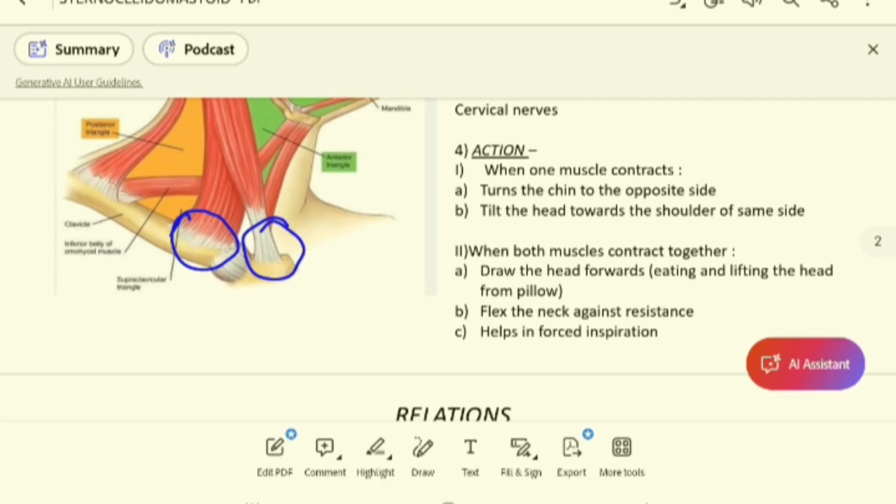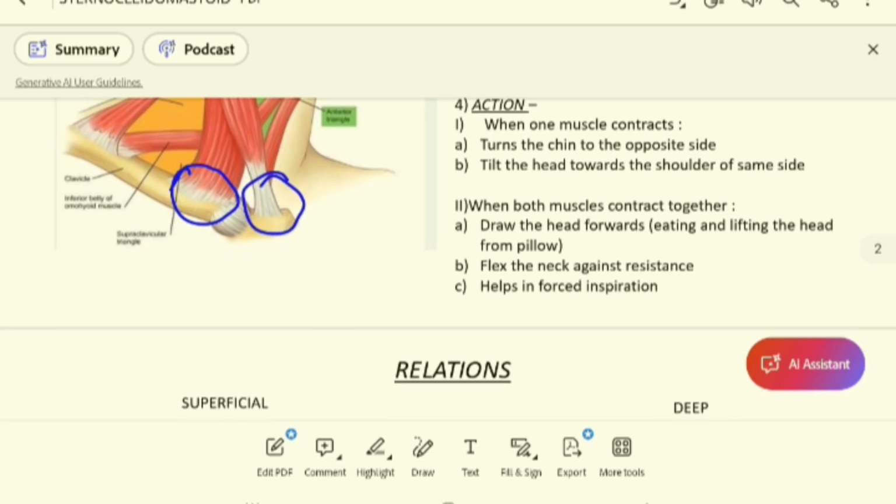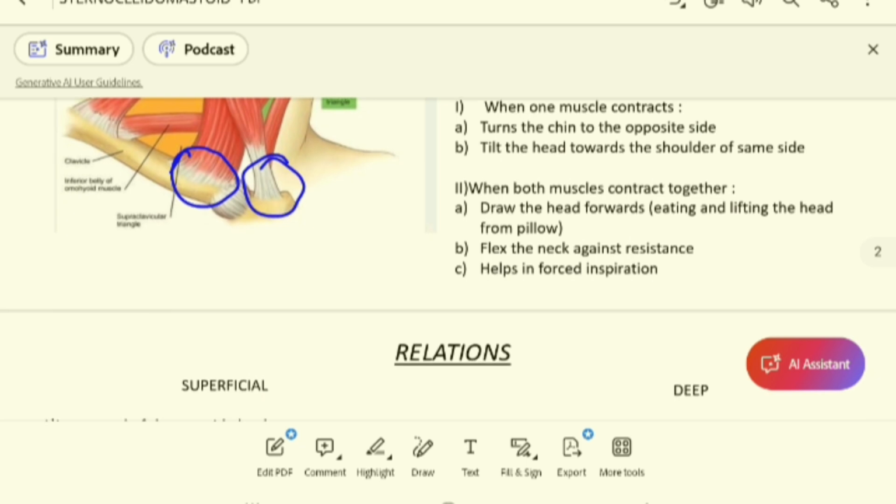Now, when both of the muscles contract, both of the sternocleidomastoid on both the sides, they draw the head forwards. For example, eating or lifting your head from the pillow. It also helps in flexing the neck against resistance, and it helps in forced inspiration.